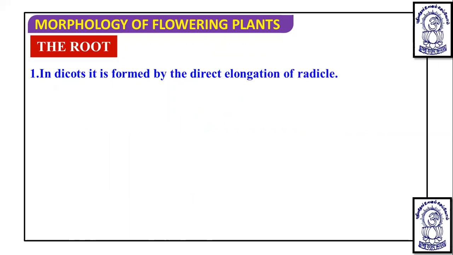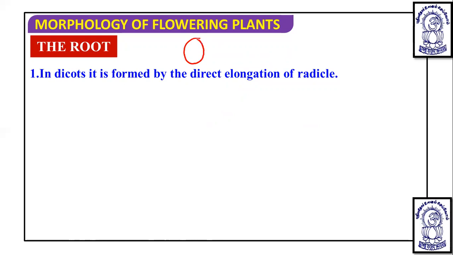In dicot, it is formed by the elongation of the radicle. Now the question is, what is radicle? See, if any angiosperm plant is going to develop, it develops by the germination of a seed, and within the seed you will find an embryo.